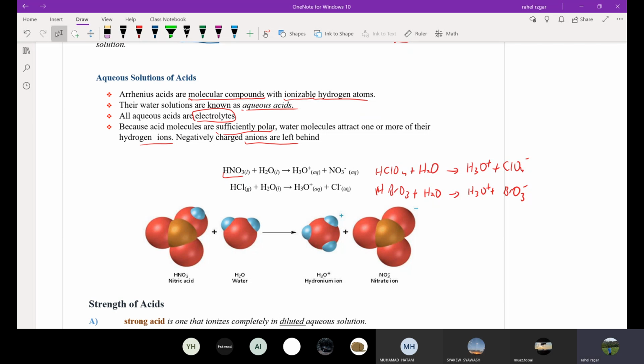Now we have to separate the acids into two parts. So we learned about the acids. They ionize in water to become ions. They become aqueous when they form their electrolytes, since they are all polar, sufficiently polar. If sufficiently polar, it means that they will become ions, because the water molecule can attract hydrogen from the acids.